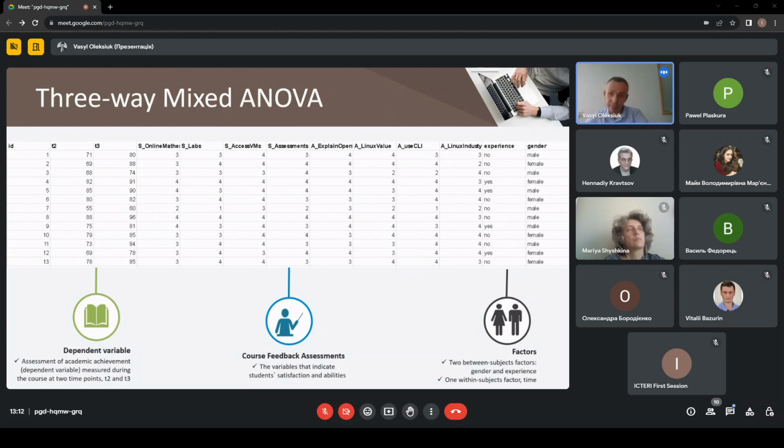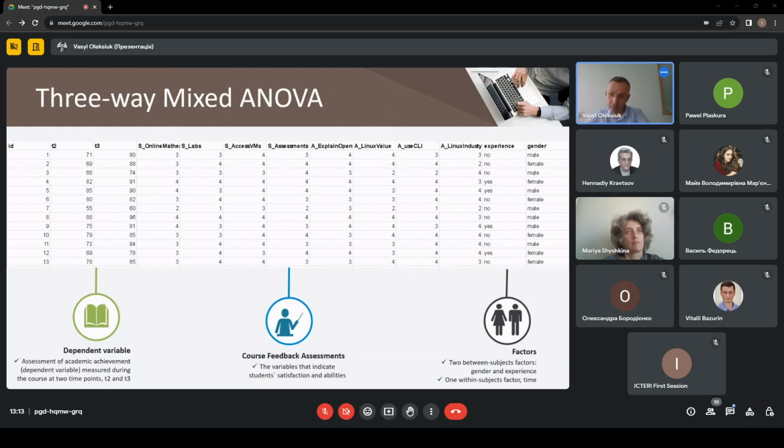The data contains the following variables: assessment of academic achievement, the dependent variable, measured during the course; two between-subject factors, gender, levels male or female, and previous experience in using Linux, levels yes or no; and one within-subject factor, time, which has two time points, T2 and T3. Course feedback assessment: the names of variables begin with the letters S and A. They will be discussed later.